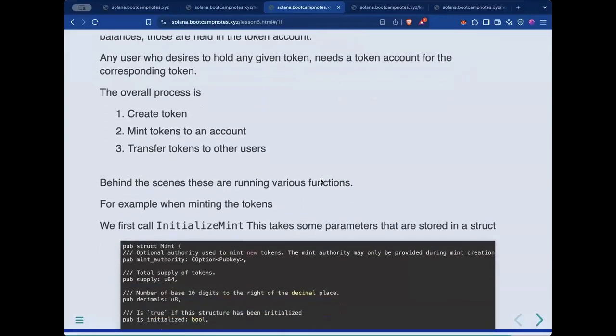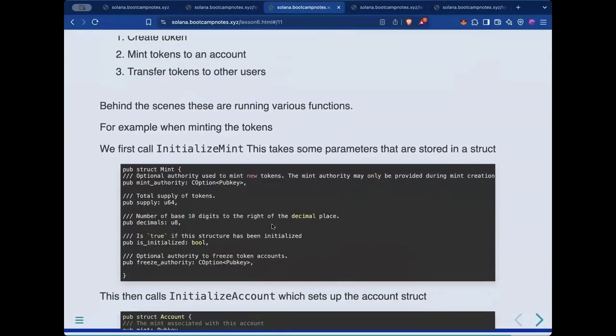So what does this look like? Well, the Mint account has these fields. This is, as I say, the metadata. This gets set up when we are creating that specific token. And we need things such as an idea of who is allowed to mint tokens. So who is the administrator? That's what the mint authority field is about.